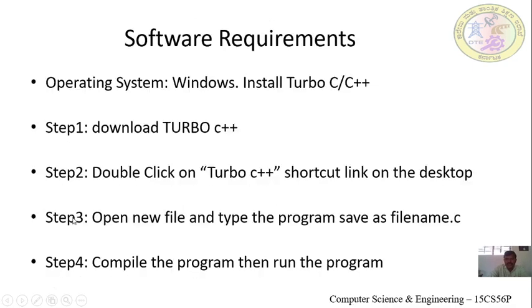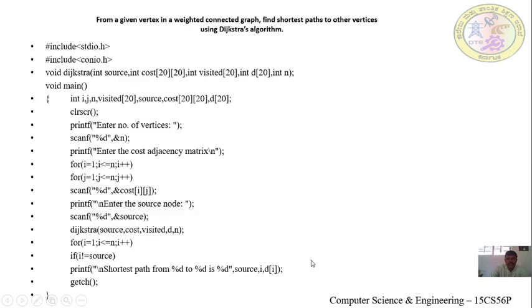So finally we need to find the shortest path to all other destination nodes. So what are the requirements? You need an operating system with Turbo C and C++ installed. Download Turbo C, double click on the Turbo C desktop shortcut link, open a new file, type the program and save it as a file name with .c, compile that program with the file name given, and if there are no errors, run the program.